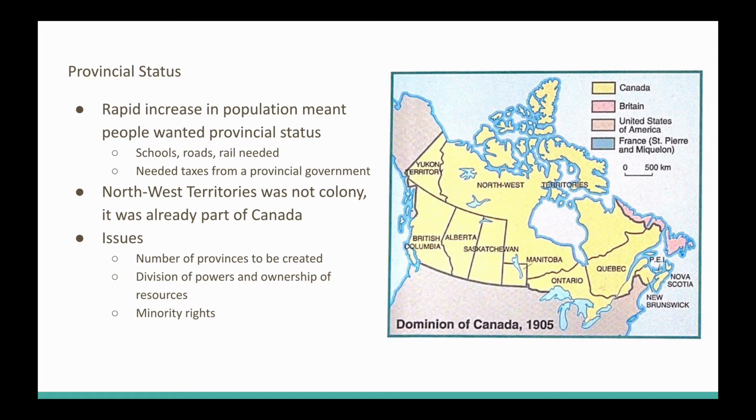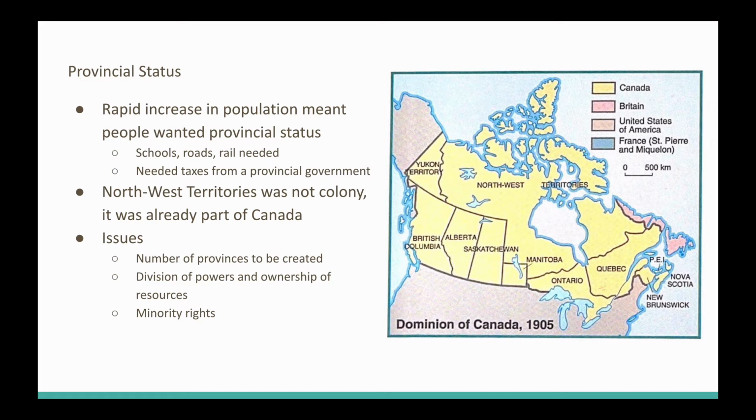So there's a couple of issues. How many provinces are we going to create? Do we create 4, 5, 2, 1? What do we do? And what's the division of powers going to look like? Who's going to own what? Who's going to own the resources? Who's going to own the land? And what about the minority rights? Who is going to take care of that? So some really good conversations are going to be happening over these next few years.